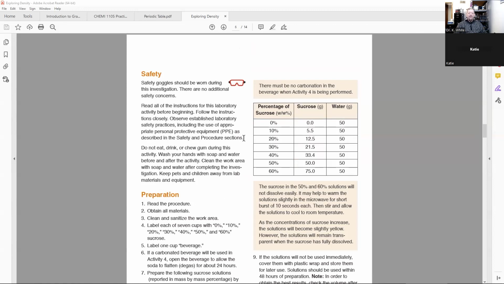For this lab, you're going to have to make up a number of solutions. You'll do that in these plastic cups, which you can mark with your grease pencil. Obviously, 0% is a straight 50 grams of water. For 10%, you'll weigh out 5.5 grams of sucrose. Sucrose is sugar. Now, how do you weigh out stuff? You can use a weigh boat.